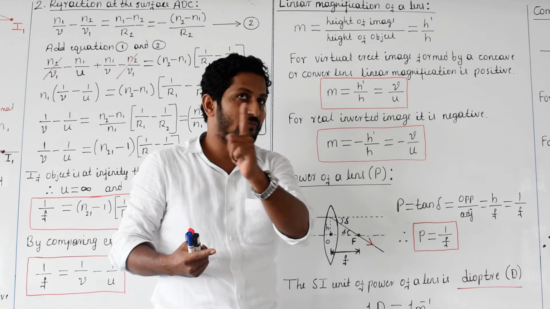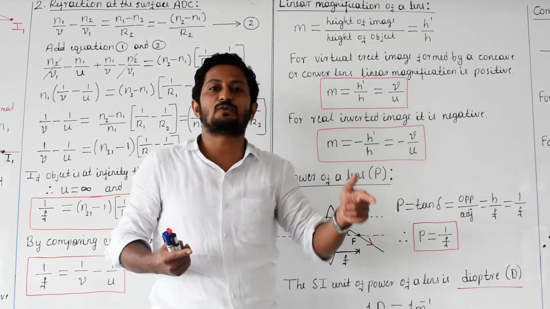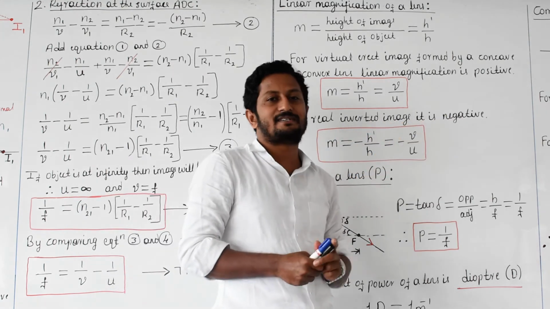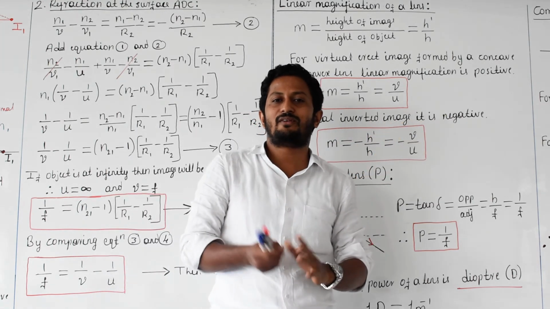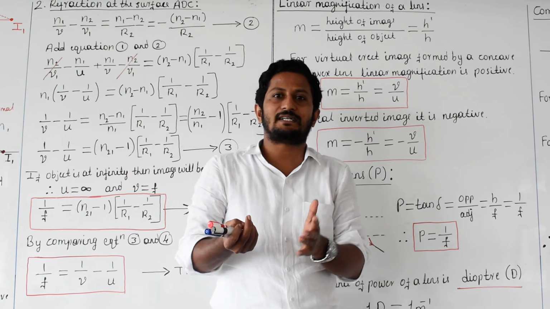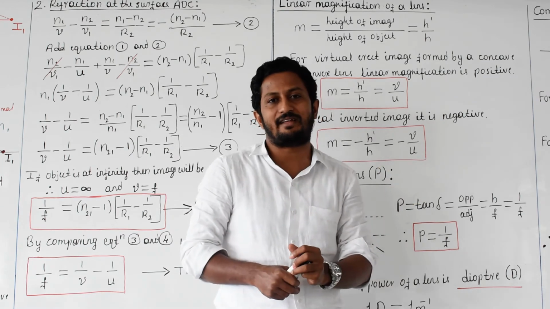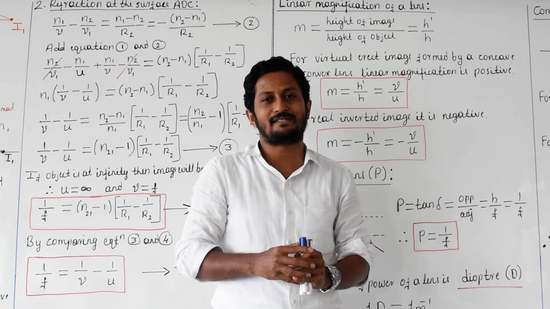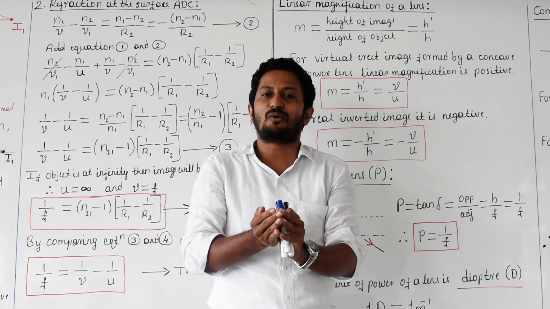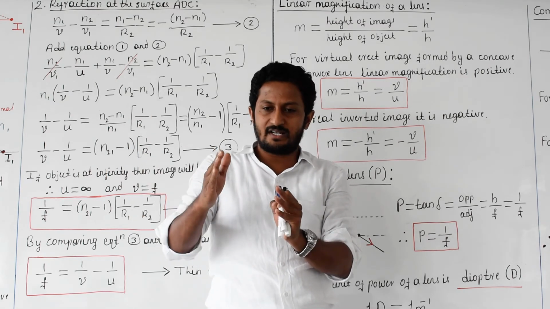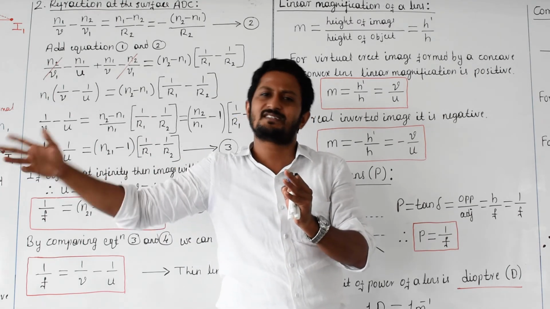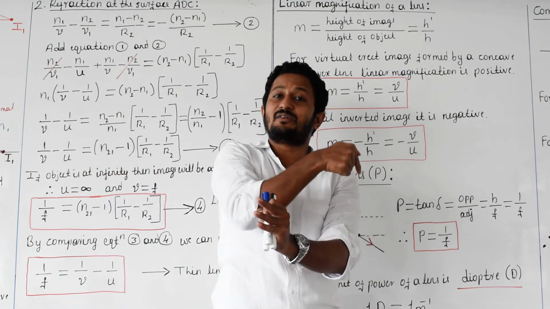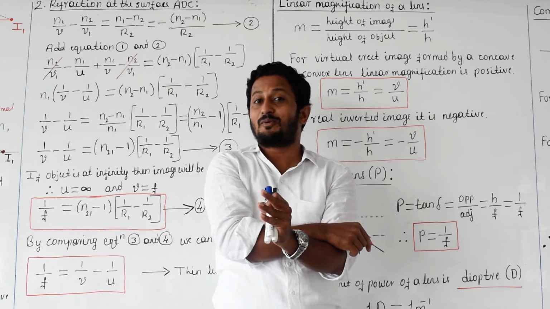There, you have to keep it positive for a virtual image, and negative for a real inverted image. A concave lens does not produce a real image; only a convex lens produces a real inverted image. Again, take a biconvex lens and keep the object beyond the principal focus, and anywhere you will get a real inverted image. Getting what I mean to say?